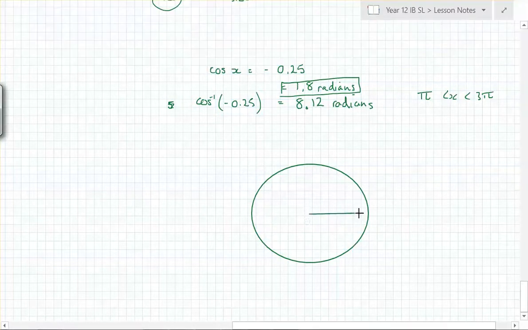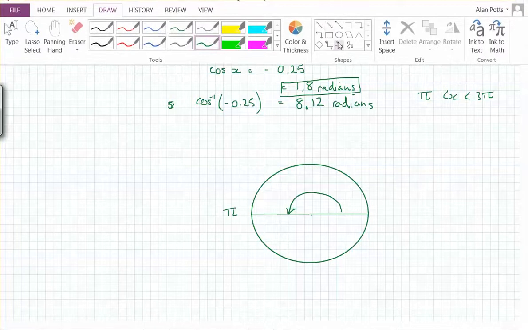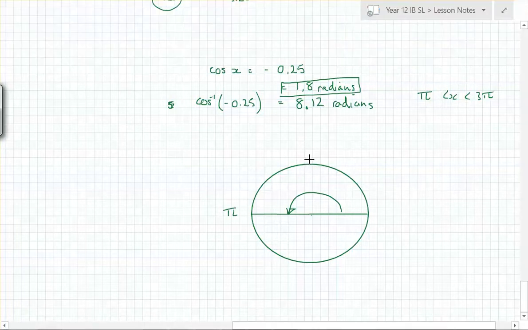Right. So pi is starting over here. So I've got to go which direction? I've got to go positive. Now cos minus 1 of, so I need cos to be minus 0.25. So in my circle, which region am I using? So the left hand side.